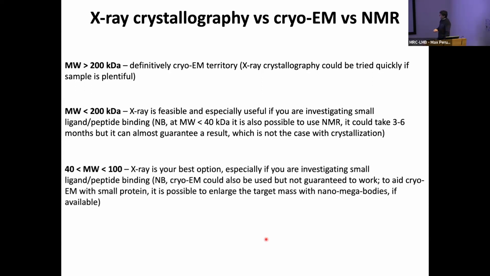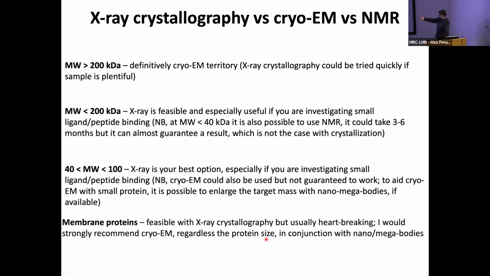If it's less than 50 kilodalton, probably X-ray is your best option, because you can purify the protein, crystallize it, and get crystals in a week. By the 10th day, you will have a structure. Of course, if AlphaFold doesn't work. Remember membrane proteins, I would say don't bother. Go straight to cryo-EM. It's lots of work, it's very hard. You don't want to put that on yourself.